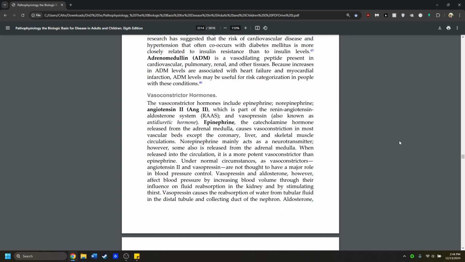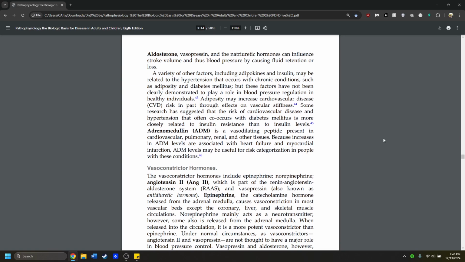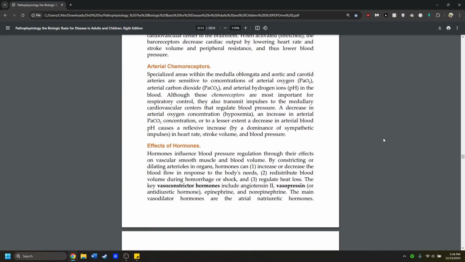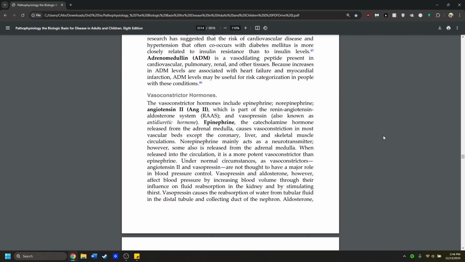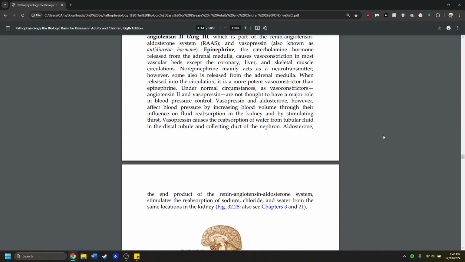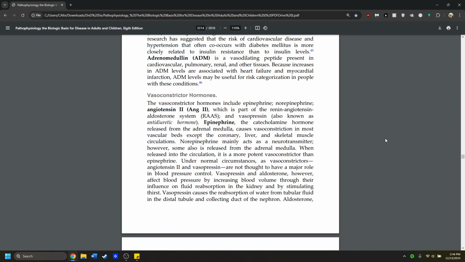So then we also have vasoconstrictor hormones. Did this talk not actually specify whether this was vasoconstrictive or dilative? It'll split it up in a moment. I'm jumping ahead. So, vasoconstrictor hormones.